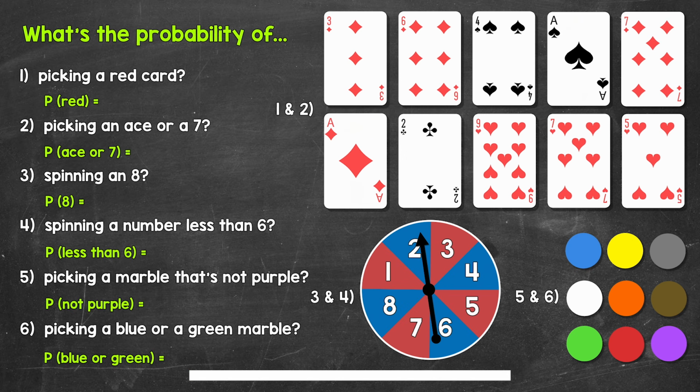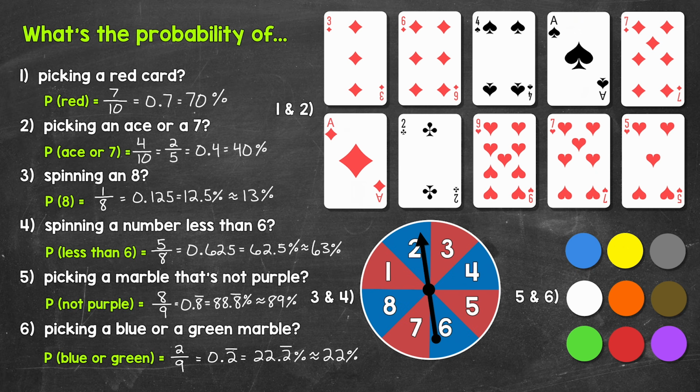Okay, so that's 5 minutes. Let's go over the answers. Here are our answers. For number 1, our fraction, 7 over 10. Our decimal, 0.7, and then our percent, 70%. For number 2, our fraction, 4 over 10, which can be simplified to 2 over 5. Either fraction there is correct. So if you have either of those, you are good to go. And then our decimal, 0.4, and our percent, 40%.